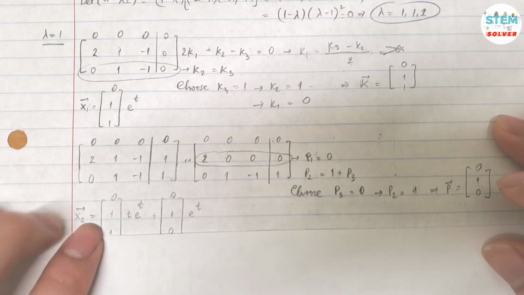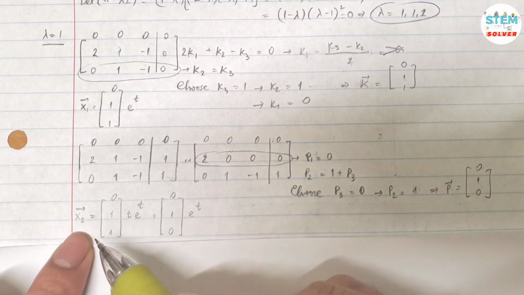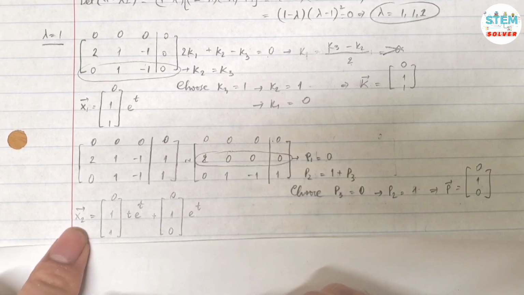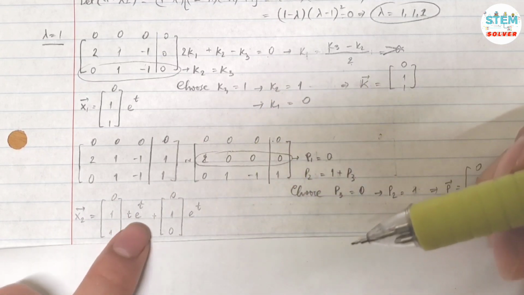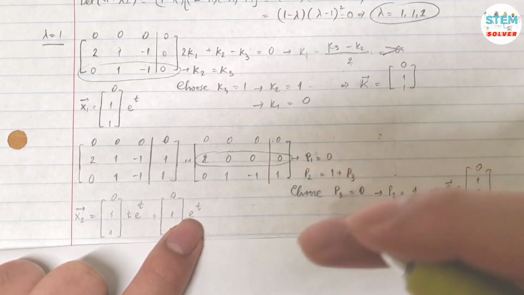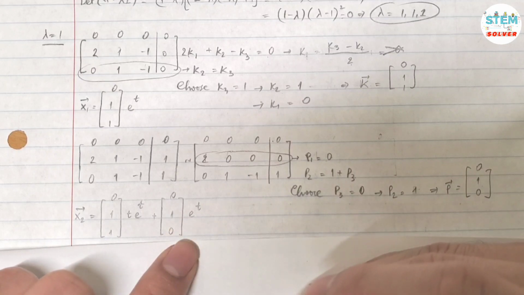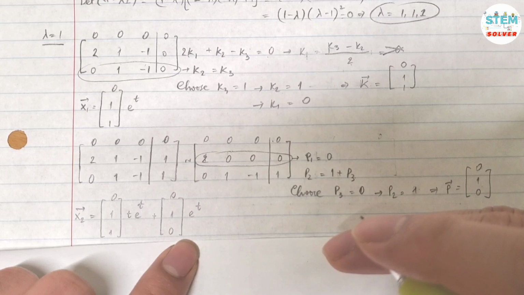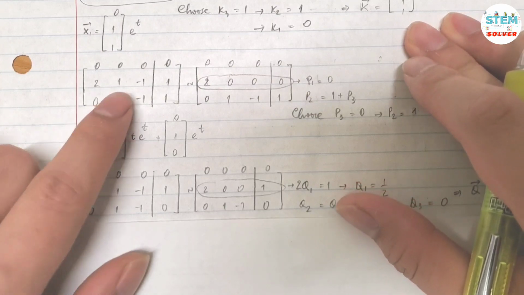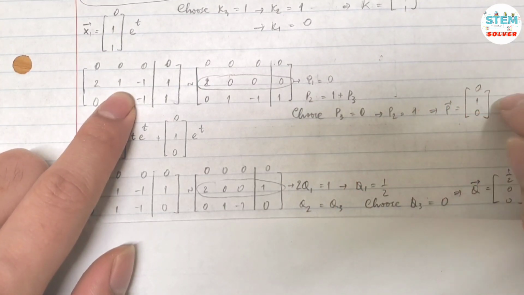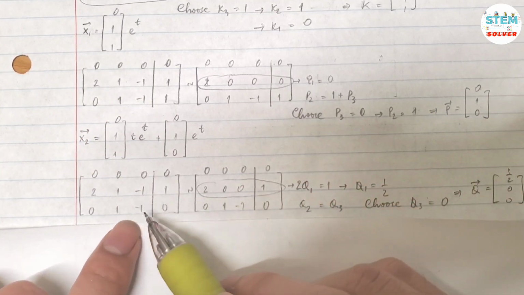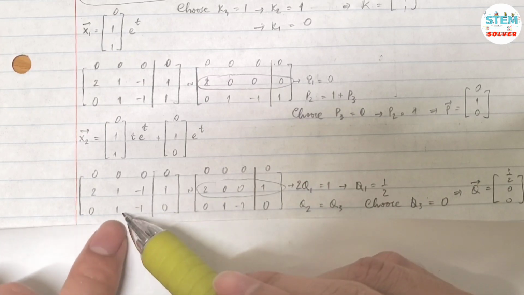Now this is my answer for the second vector. Vector x2 equals k times t e to the t plus vector p times e to the t. Now you are going to repeat this process one more time to find the third eigenvector. Take this matrix, augmented with what you just found for vector p, which is 0, 1, 0.